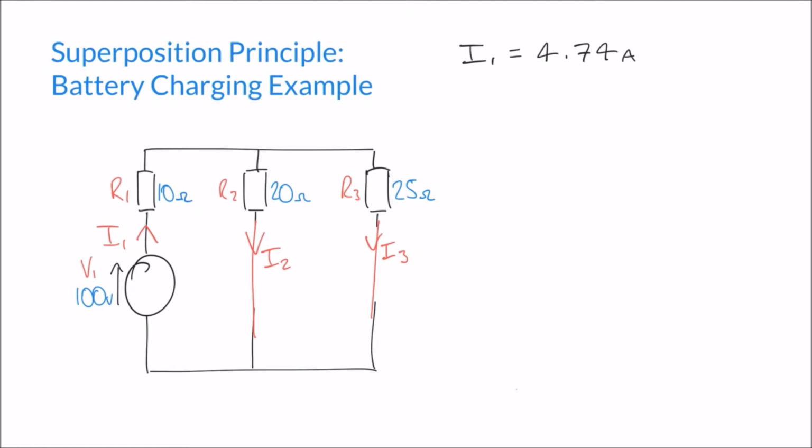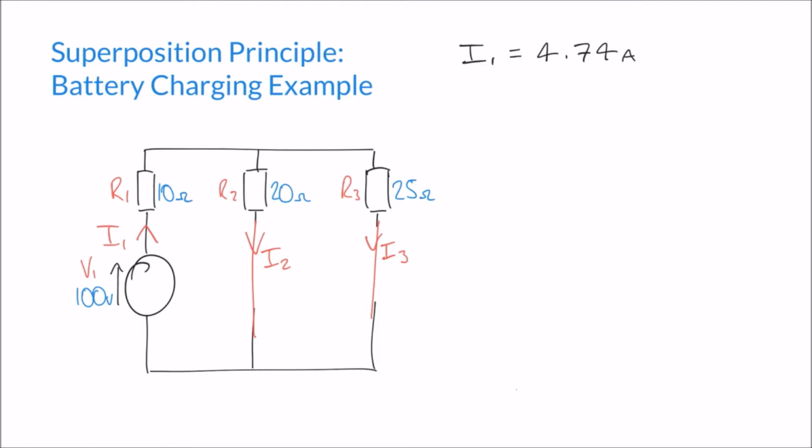But in this case, we're going to apply the current divider rule to split I1, which we know, into two currents, I2 and I3. And if we recall the current divider rule, the rule is to place the other resistor on the top of the fraction when we create our formula. Let's see what I mean by that. So in this case, let's work out I2, the current flowing through this central branch here.